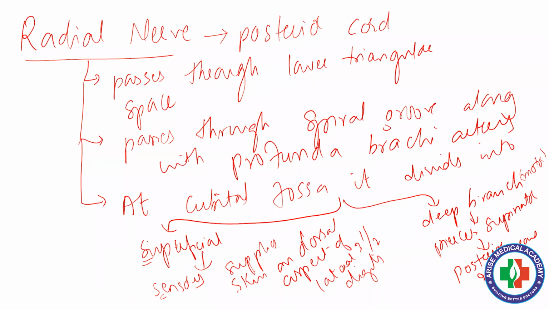The radial nerve comes from the posterior cord of the brachial plexus and passes through the lower triangular space of the shoulder. Along with the profunda brachii artery, it goes through the spiral groove or radial groove of the humerus. Near the cubital fossa, at the level of the lateral epicondyle, it divides into two branches: a superficial branch supplying the skin over the dorsum of the lateral 3.5 digits, and a deep branch which pierces supinator and becomes the posterior interosseous nerve, which is purely a motor nerve.